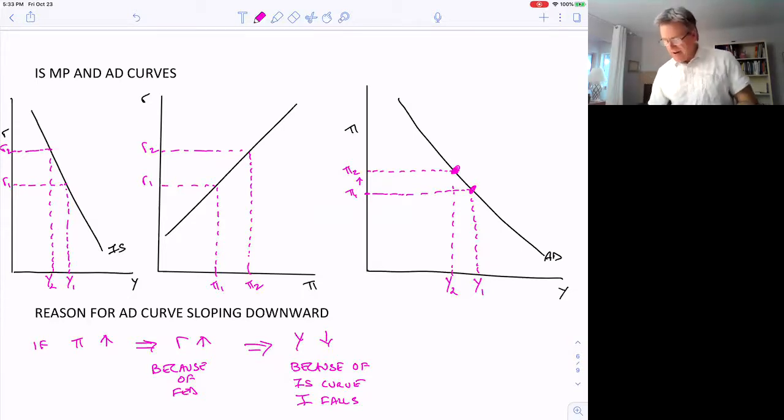The reason here why the aggregate demand curve slopes downward is completely different. It is because of the Fed. Higher inflation makes them raise rates, which slows down the economy.